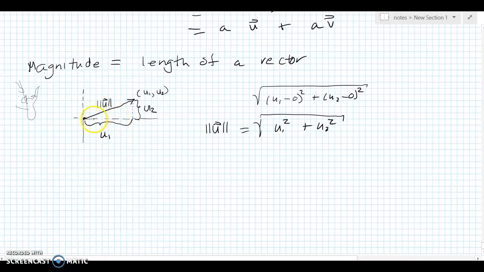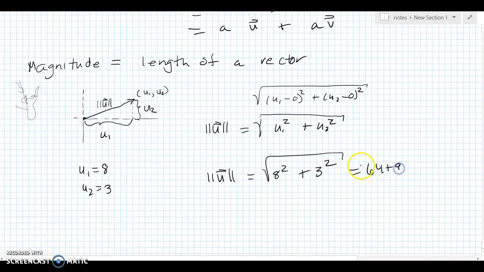Okay. So what is this? Let's go ahead and see if I can come up with what these are. U1 is 1, 2, 3, 4, 5, 6, 7, 8. And U2 is 1, 2, 3. Right? So magnitude of U here is 8 squared plus 3 squared, square rooted. So 64 plus 9, which is 53 in the square root.